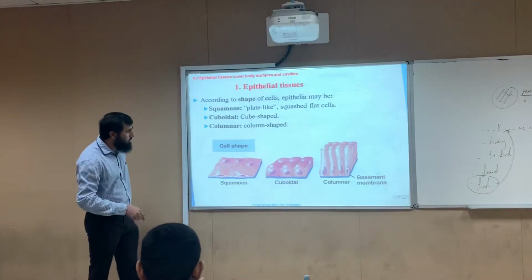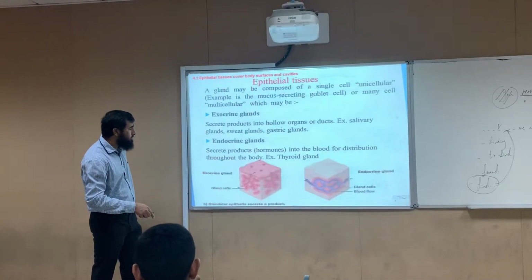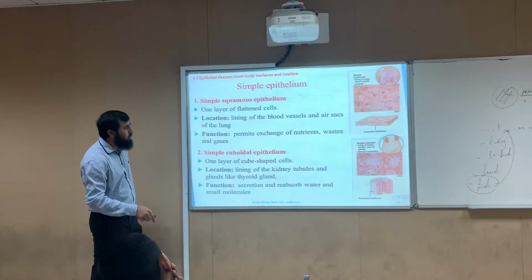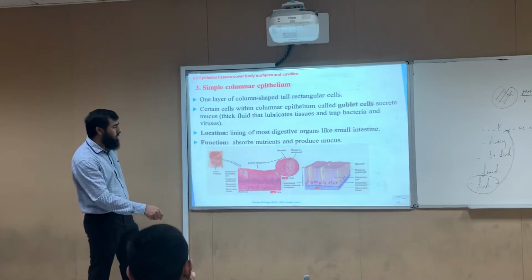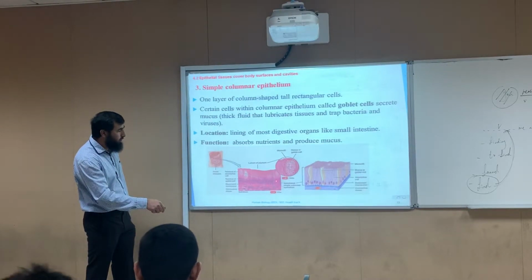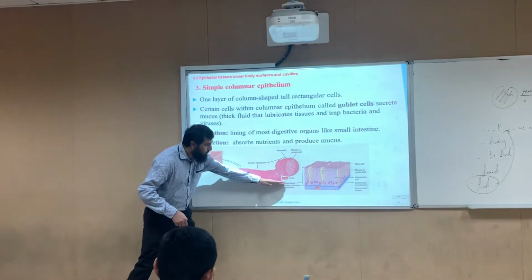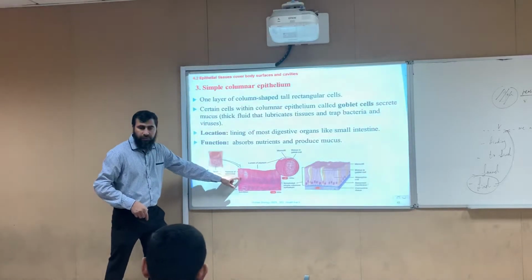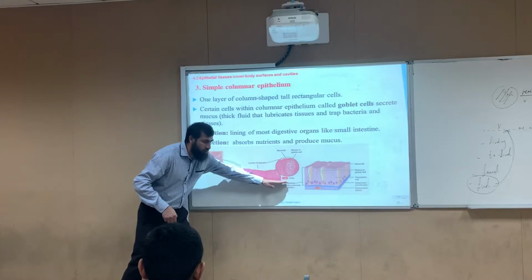So, if you have a look at this image here, if I can find one. Okay, here we go. You see this here? You see the nuclei? They're all at one level, correct? This is simple epithelia. Don't confuse it with stratified, because the nuclei are all at one level.